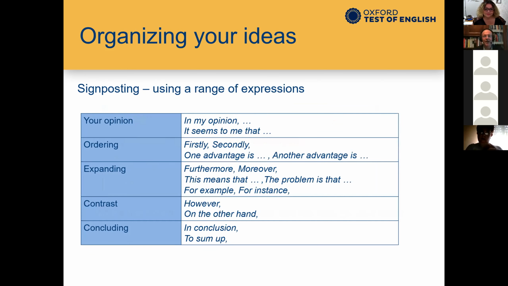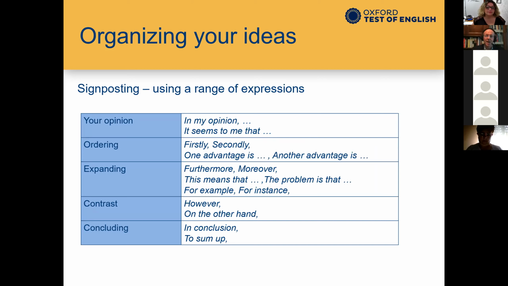Here's a collection in different categories. To present your opinion, instead of "I think, I think, I think," and this is the same in writing as in speaking. If you simply say "I think," that's perfectly correct, but it's very boring and it doesn't show your level. You can do better than that. So show the examiners that you can do better than that. Here are some suggestions. "In my opinion," "it seems to me that," or you could even say "many people think that," and that's somebody else's opinion. Now, ordering that signposting: firstly, secondly, one advantage is, another advantage.